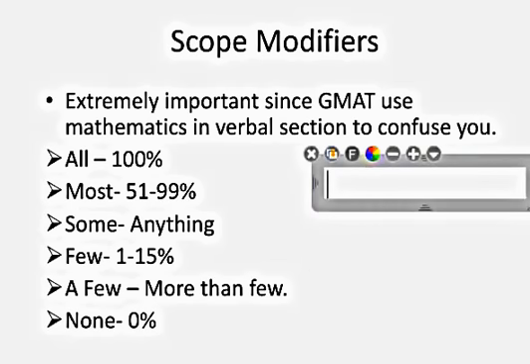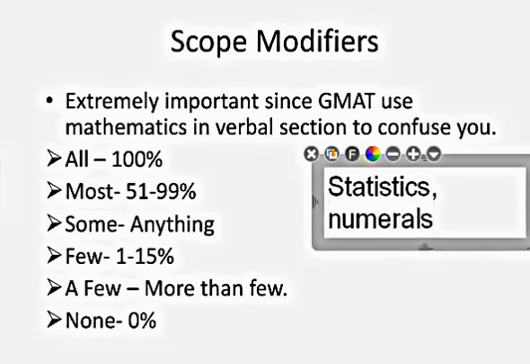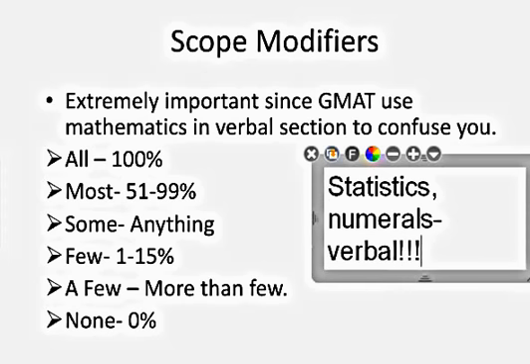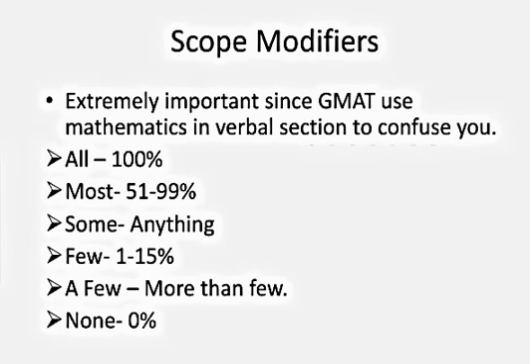Just remember, whenever there are any statistics or numerals used in the verbal section, be very, very careful, because they are there to confuse you, they are there to make sure that you make a mistake. So when you look at this, just remember all of these.